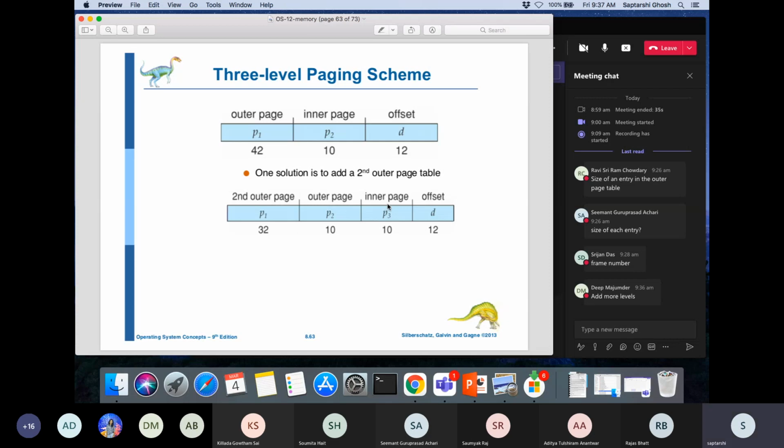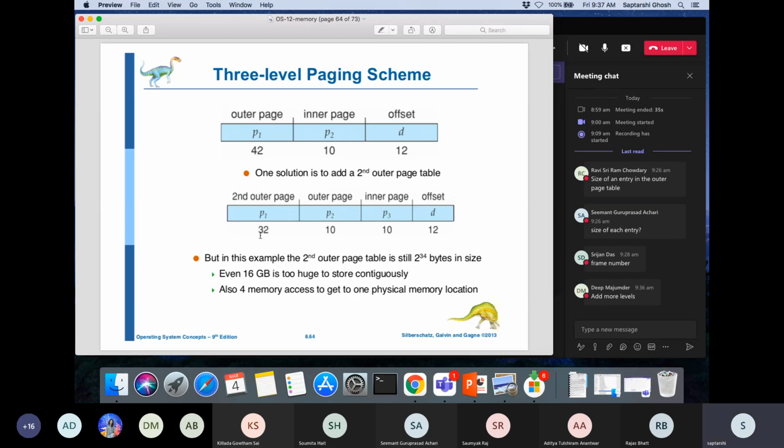But even in this example, the second outer page table is still 2 to the power 34 bytes in size. So 2 to the power 32 entries, each of 4 bytes. So 2 to the power 34 bytes in size, which is 16 GB. We cannot even allocate 16 GB contiguously. Also, we can add more and more levels, but then there's a big cost. So now 4 memory accesses are needed to get to one physical memory location.